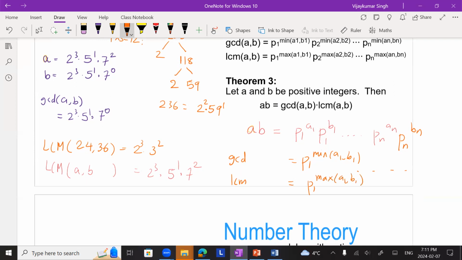We agree? So if A1 is the min, it will show in the GCD, and in that case B1 will show in the LCM. So you will see P1 to the power A1 and P1 to the power B1 showing up in the product. Does that make sense? You just show it for one prime, and the rest follows the same structure. So you have proven that if you multiply the LCM and GCD, you get back the product of the two.